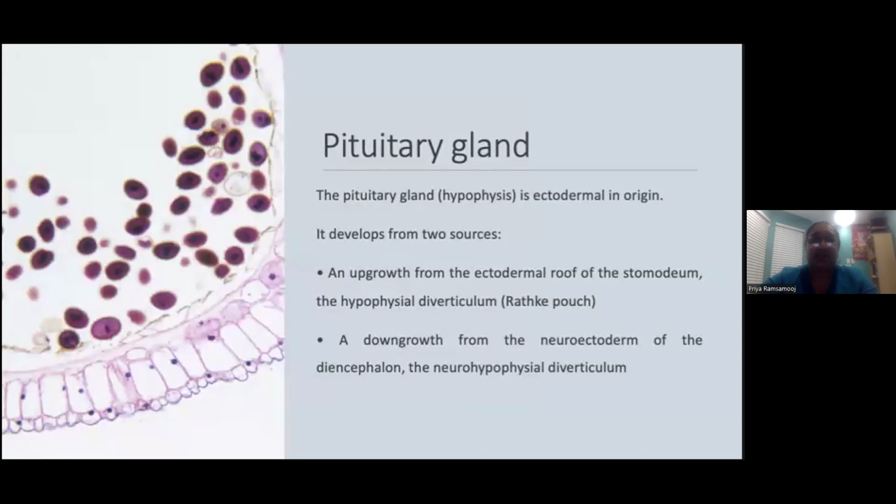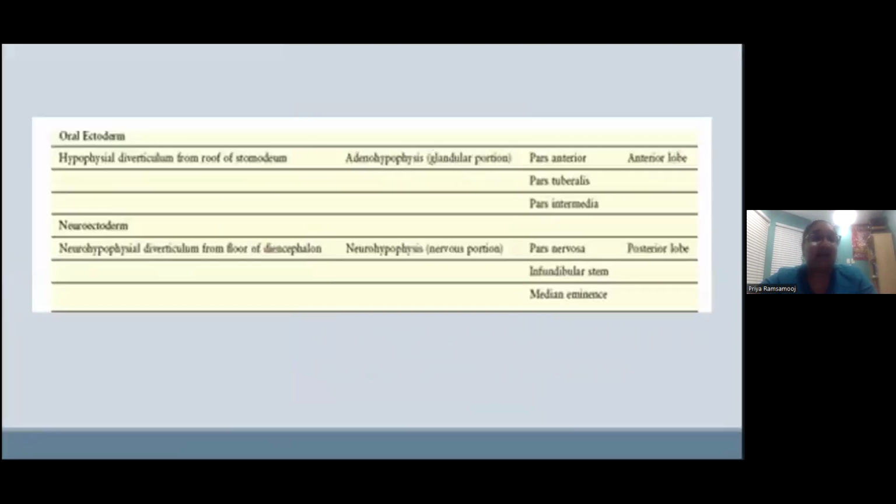So I would have touched on the pituitary gland earlier, and this is just really an overview of it, that it's ectodermal in origin. For the sake of completion, it develops from 2 sources: your upgrowth from your ectodermal roof of the stomodeum, or the hypophyseal diverticulum, known as Rathke's pouch, and then your downgrowth from the neuroectoderm of your diencephalon, your neurohypophyseal diverticulum. And then, of course, the pituitary gland has this double origin, the oral ectoderm as well as the neuroectoderm, meaning your hypophyseal diverticulum from the roof of the stomodeum and from the floor of your diencephalon.